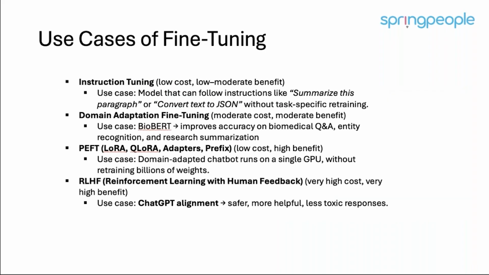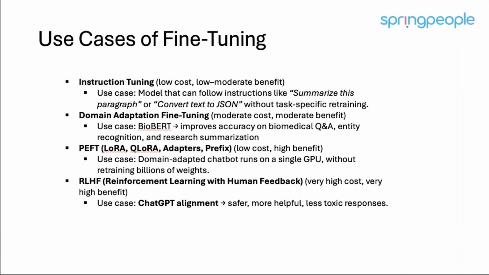So now if you take the case of instruction tuning, which is low cost, low to moderate benefit, a classic use case is, say, if you want to build a summarization use case, or if we want to convert text to JSON.